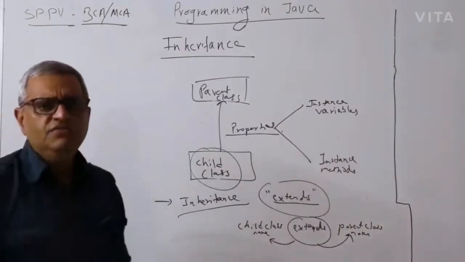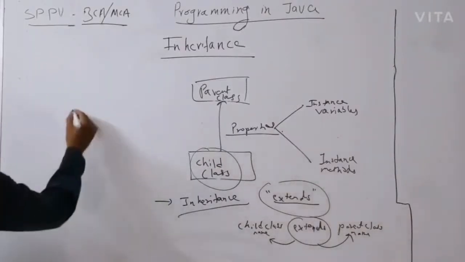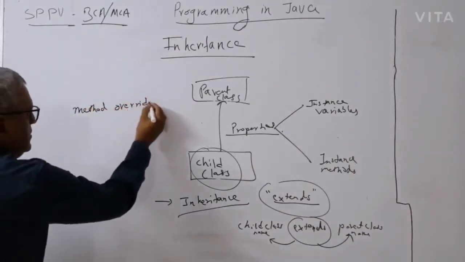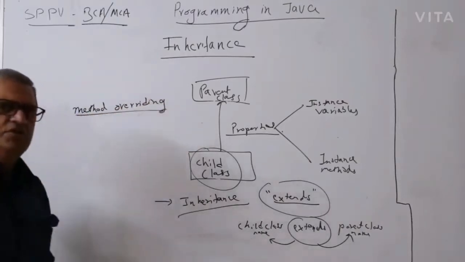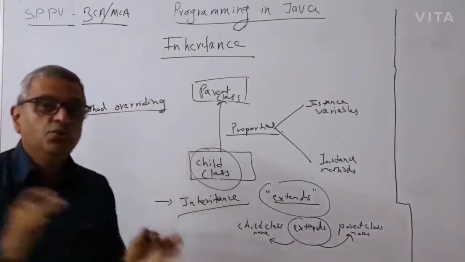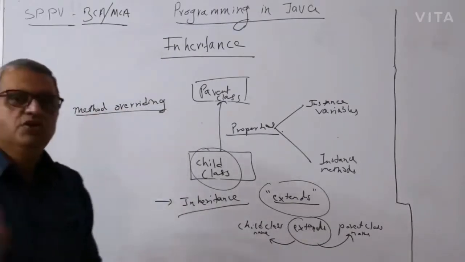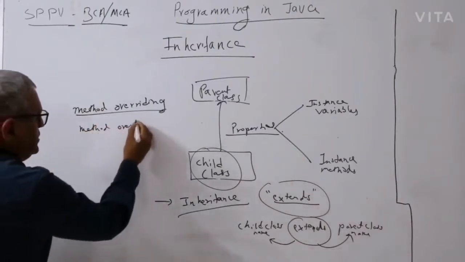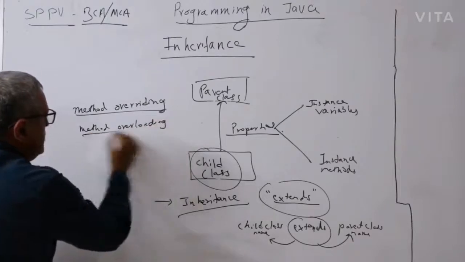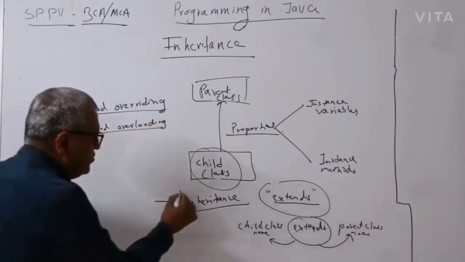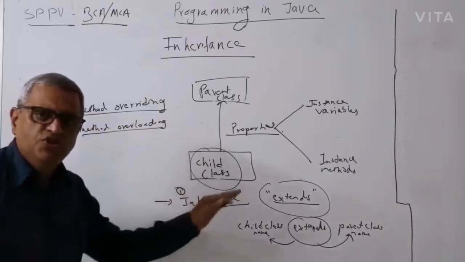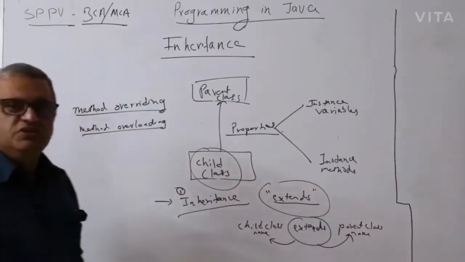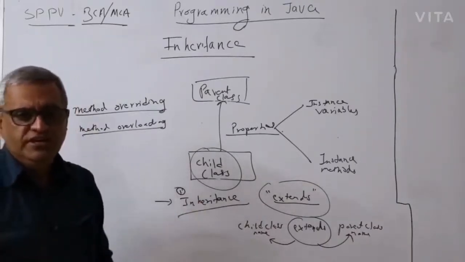And second thing which we are going to learn is what is method overriding, right? So another very important concept, which is very much related to inheritance, and hence we are going to learn what is method overriding. And third thing is method overloading. So these are the three things which we are going to learn in this video: use of extends keyword, how to build inheritance, and then what is method overloading and what is method overriding.